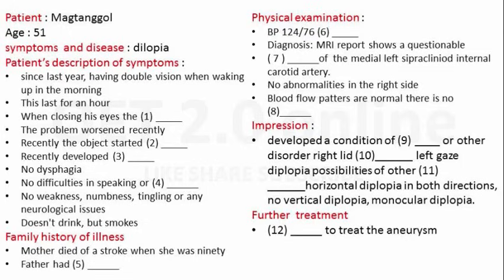Your neurological investigation is absolutely normal. There are possibilities of other extraocular abnormalities. You have horizontal diplopia in both directions, but there is no vertical diplopia. You have monocular diplopia. Is it curable, Doctor? Yes, of course. I would advise you to have a craniotomy and clipping done. This is a surgery performed to treat an aneurysm. However, you have to be very careful after the surgery because a rupture may cause you to lose your vision. I think I should go for this surgery at any cost, Doctor. You are right, Mr. Magtanggol.